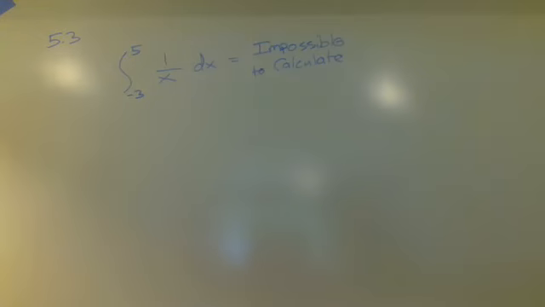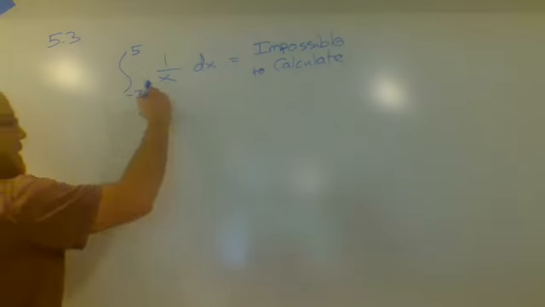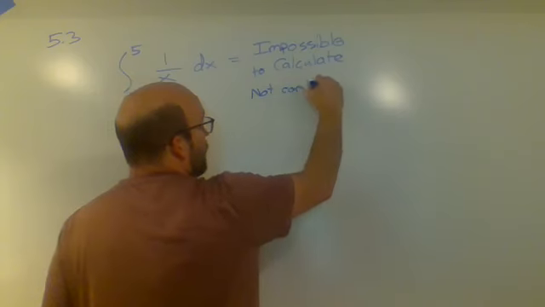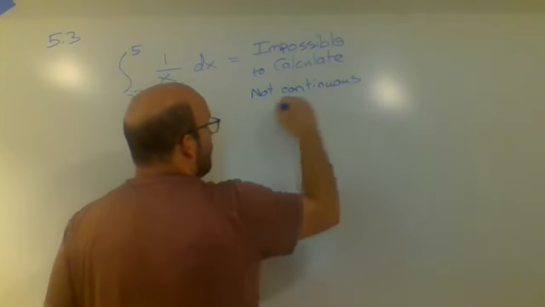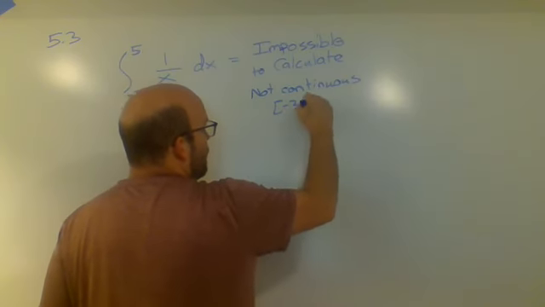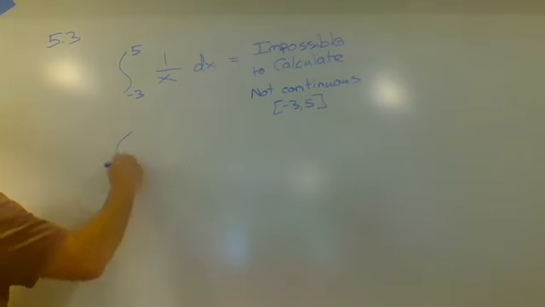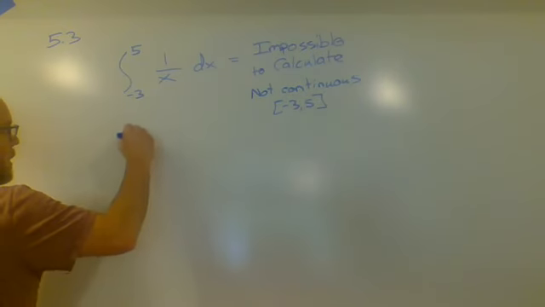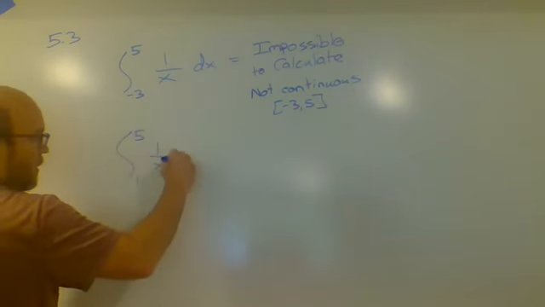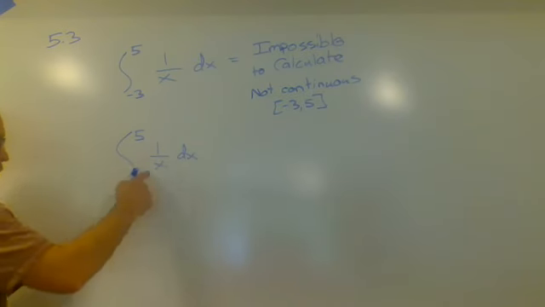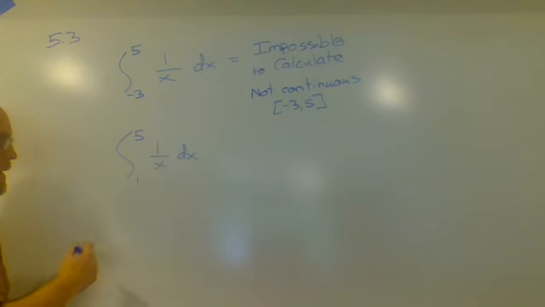But that is a little bit pushing how much we want to concentrate on the details here. So this one was not continuous on that interval. That's why it was a problem. But if I gave you the same integral but changed the -3 to a 1, now we're in great shape. The asymptote's at 0, and 0 is not included in the interval that we're integrating over. So this one is doable.